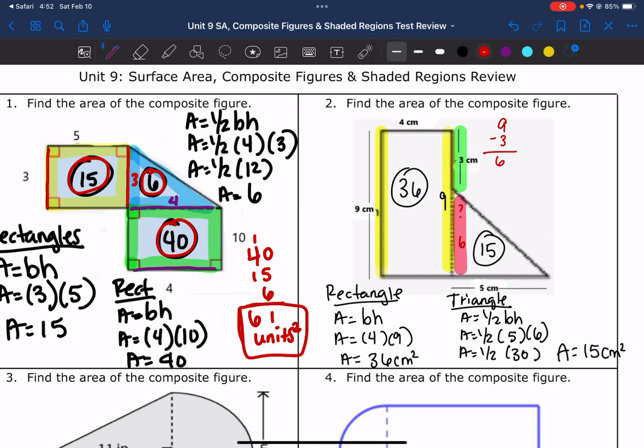Now, what do I do with both of these? All I'm going to do is take 36 plus 15. Here is the reason why we are adding them, because they are composite figures. Remember, composite figures are going to usually have the same color. They're going to be shaded the same. They're either all shaded or none of them are shaded. So that means you're going to add them. Okay, 6 plus 5 is 11, 3, 4, 5. So this would be 51 centimeters squared. That is our final answer.